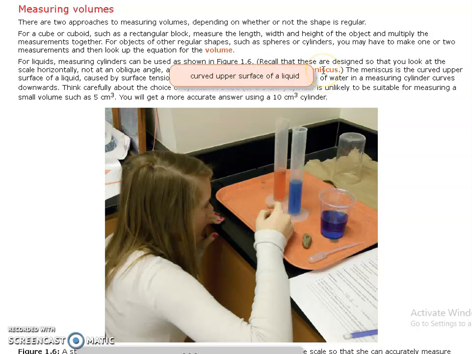So what is a meniscus? The curved upper surface of a liquid is known as what? Meniscus. Okay, a curve will form for our liquid, and that is called the meniscus.